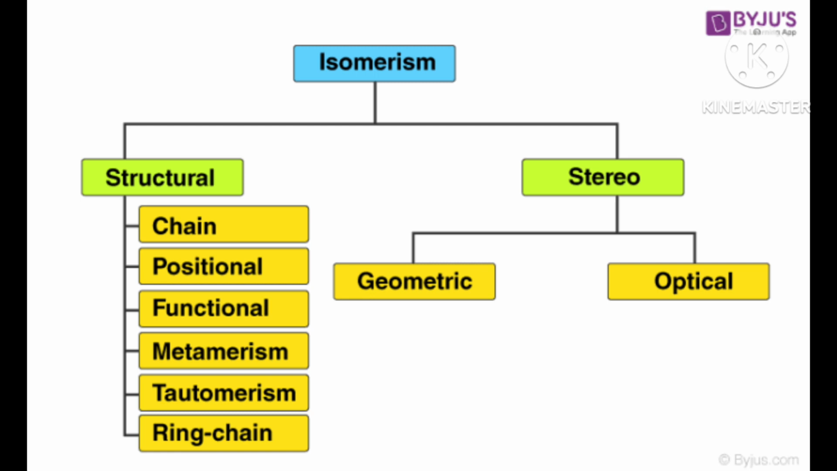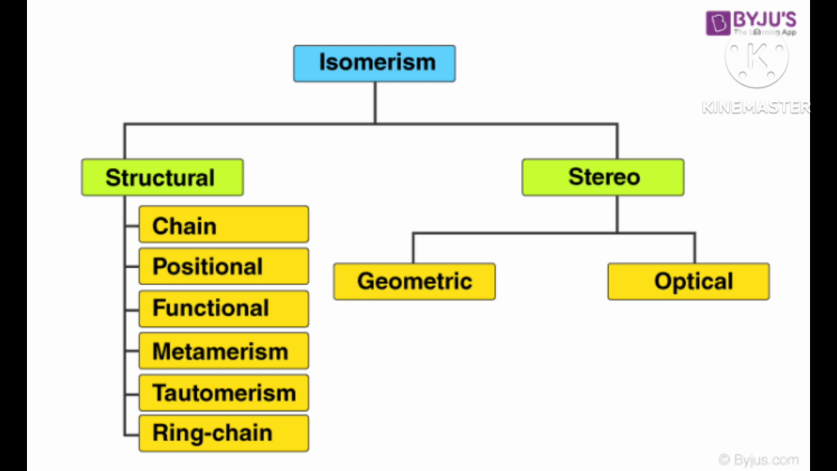For example, molecular formula C3H8O. Two isomers are there. Both have the same molecular formula, but they differ in the position of the OH group.